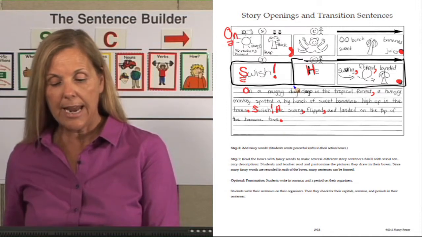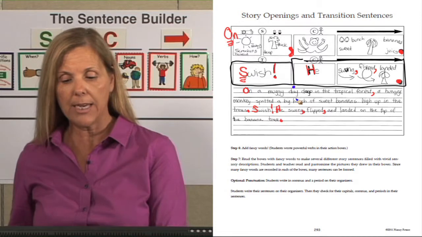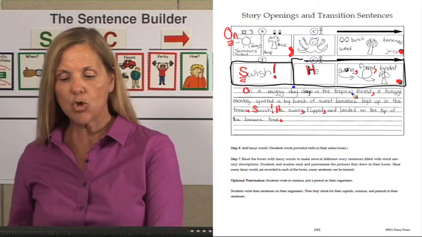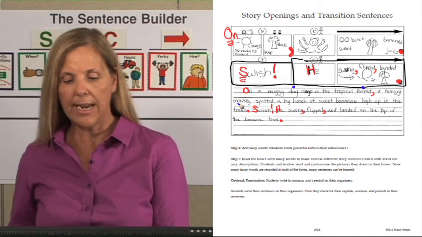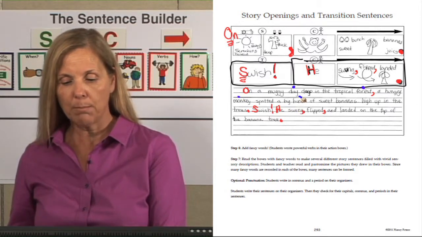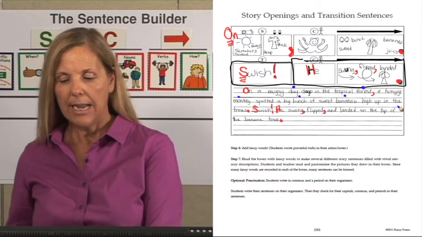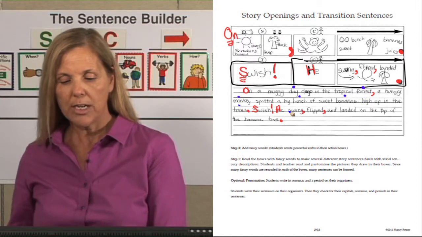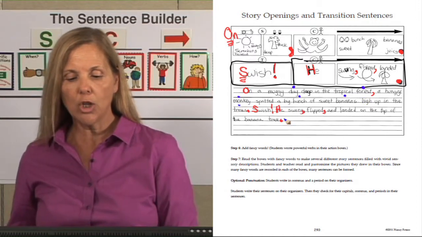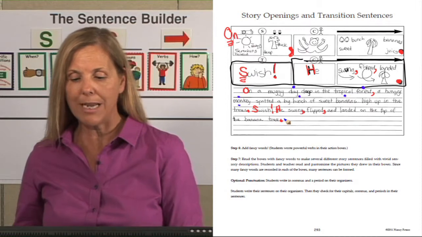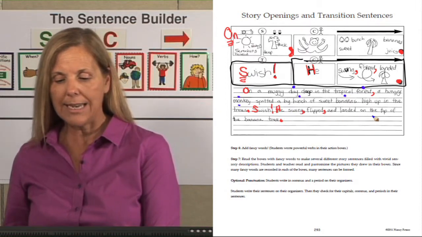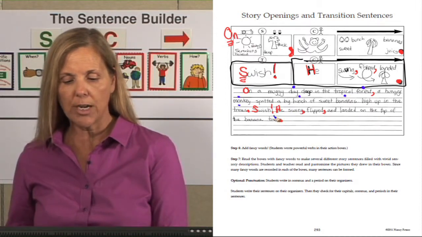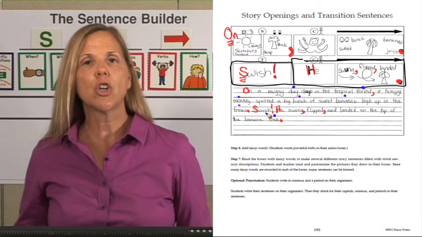On a muggy day. Who or what are we talking about? Day. Deep in the tropical forest. Forest. A hungry monkey. Spotted a big bunch of bananas high up in the trees. Swish. He, and we're not looking at pronouns, we're just looking at common nouns, swung, flipped, and landed on the top of the banana tree. Tree. We have our dots there.